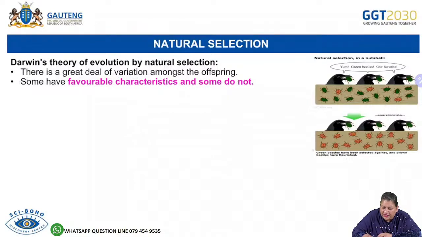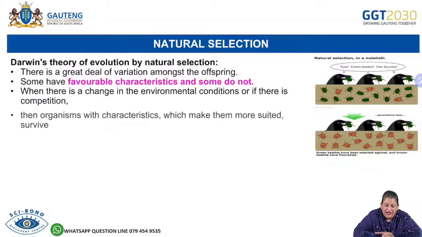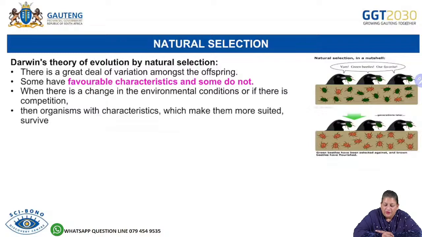So orange color was naturally selected. You can see some have favorable characteristics, that means the orange, and some have unfavorable characteristics, that means the green color. When there's a change in the environmental conditions, such as predation in this case, or if there's competition, then the organisms with the characteristics that make them more suited. What's most suited here? The orange.